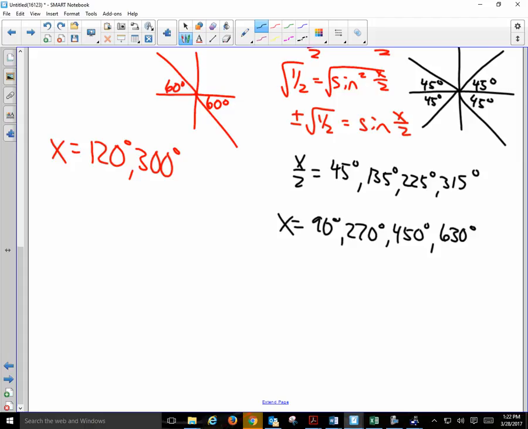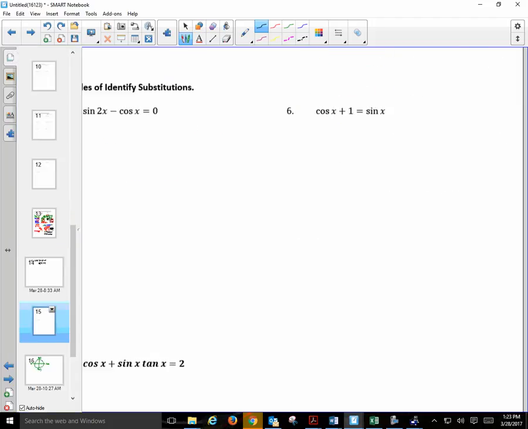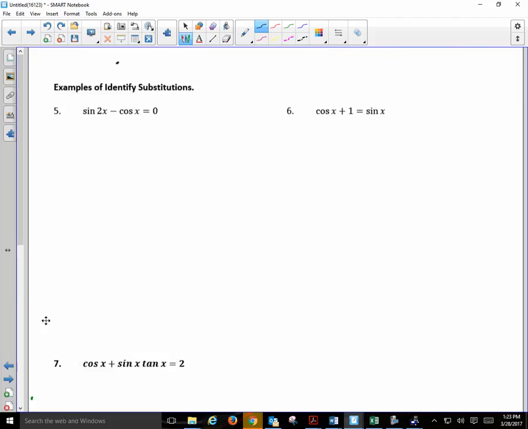Turns out that 90 and 450 are coterminal. They're in the exact same position. So 270 and 630. Not quite. That might be the same as 90. So some of those are the same. Anyway, yeah, redundant. They're coterminal. Okay, let's get something more challenging.